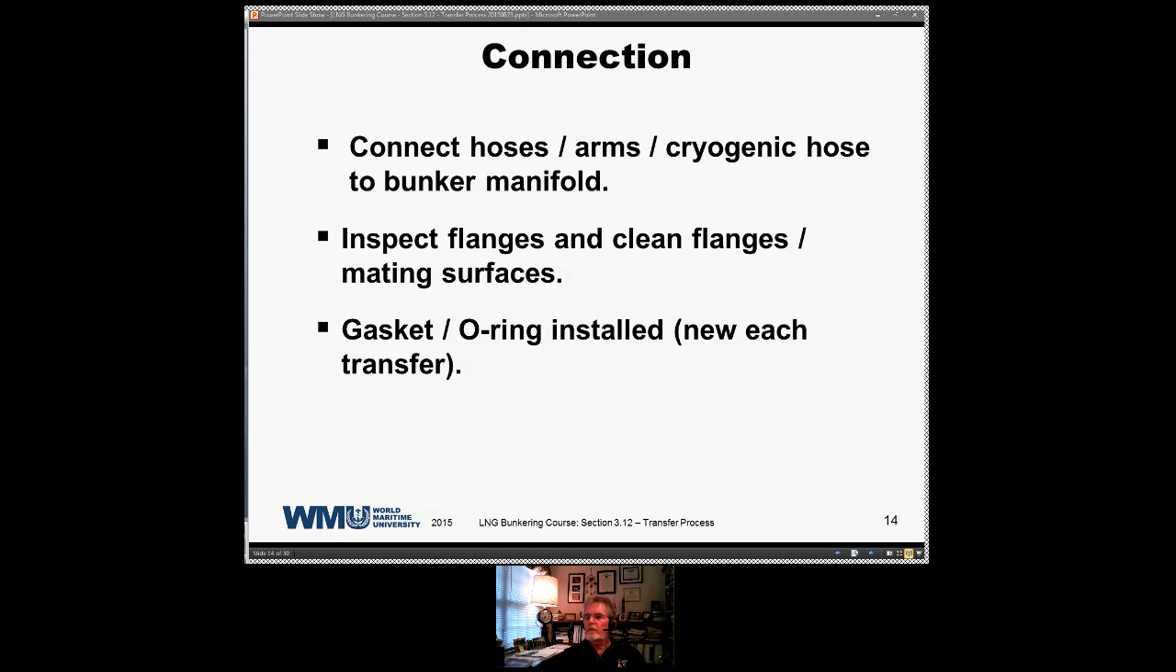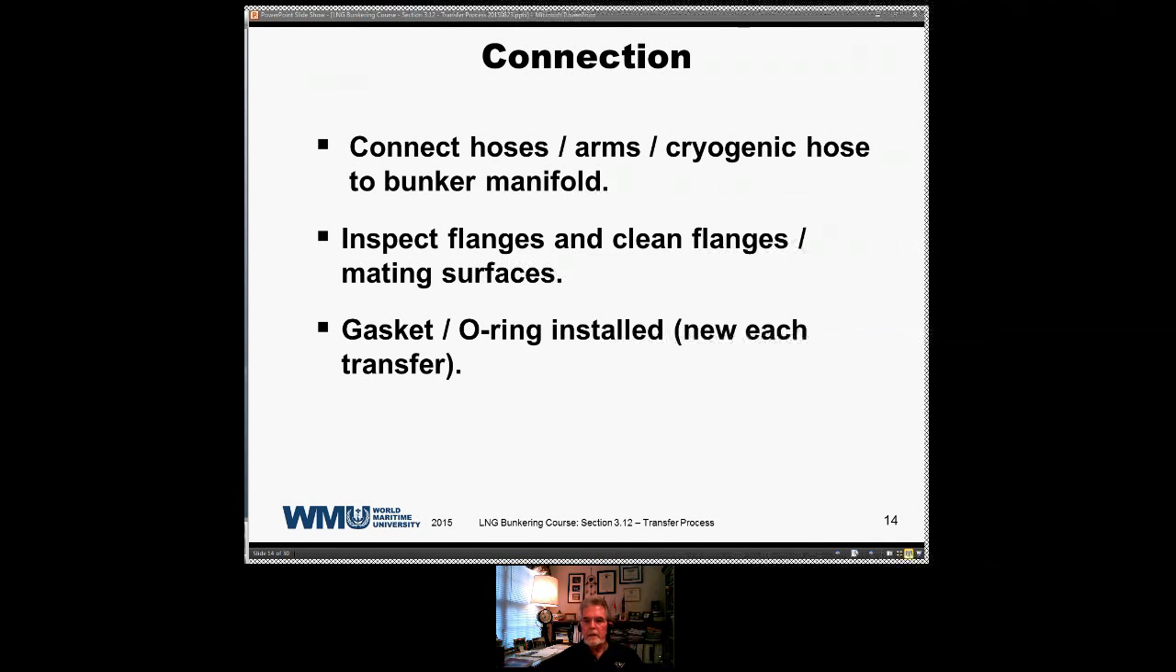So we're going to do this connection of the hoses or arms to the ship's manifold or to the bunker manifold. One of the first things that's done before we actually make this connection is we are going to inspect the flange faces. You've got a hose flange or an arm flange that's going to be mated to a flange on the manifold. So you want to inspect the flanges to make sure there's no defects, cuts or gouges or scrapes, because these types of things can lead to a leak.